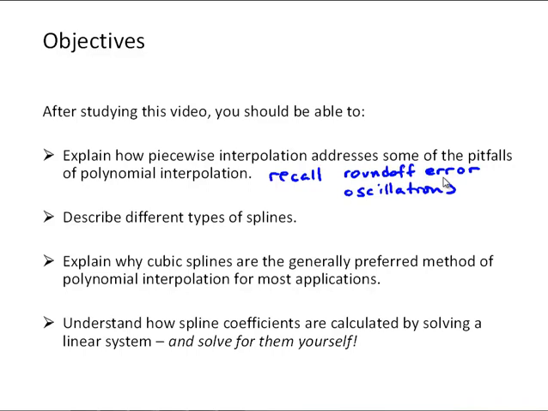You should be able to describe different types of splines used for piecewise interpolation and explain why cubic splines are the generally preferred method of polynomial interpolation for most applications. Lastly, you should be able to understand how to calculate spline coefficients by solving a linear system of equations.